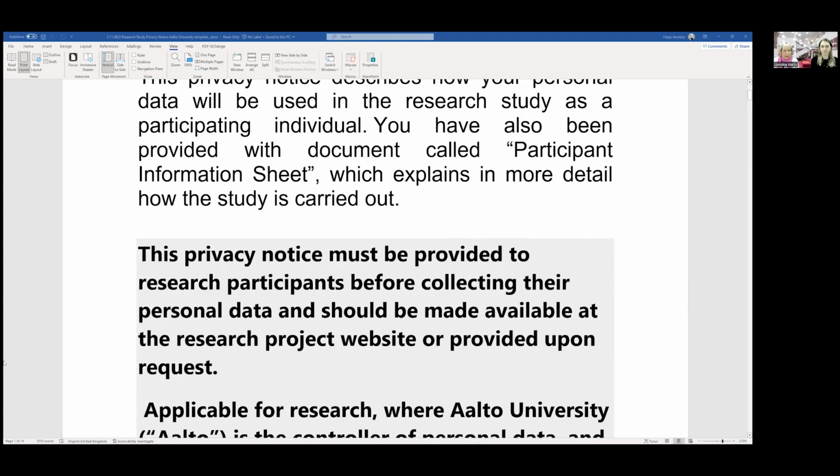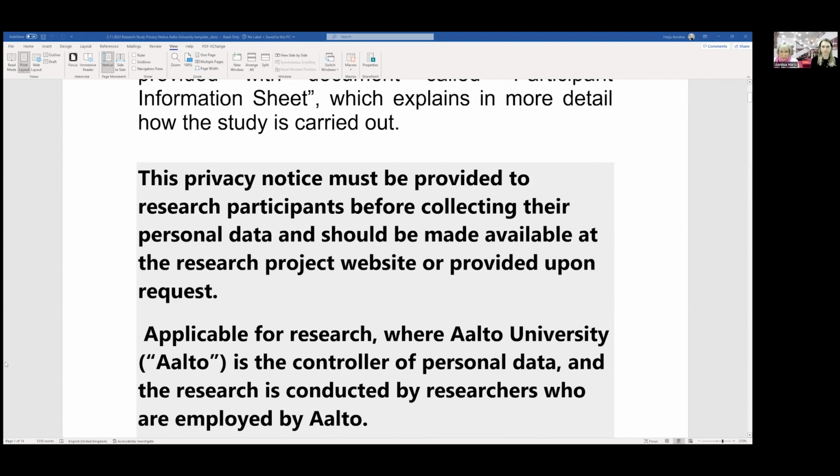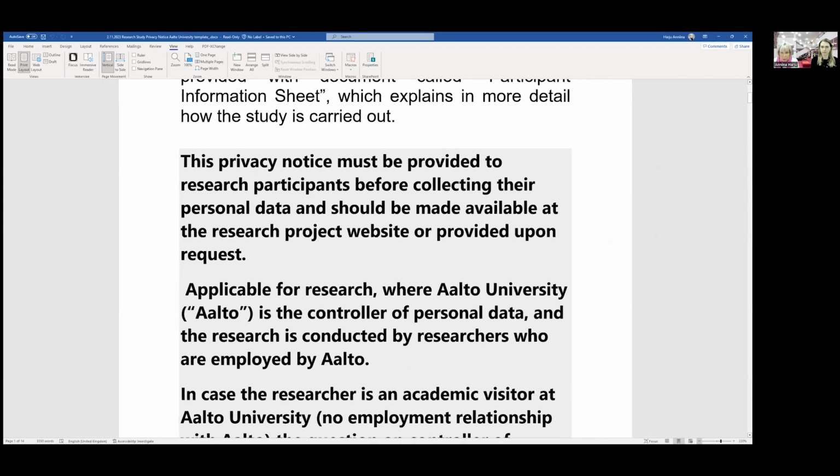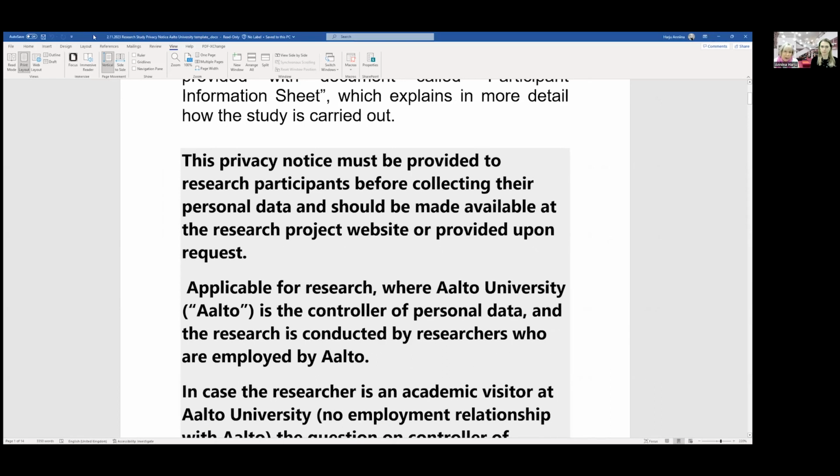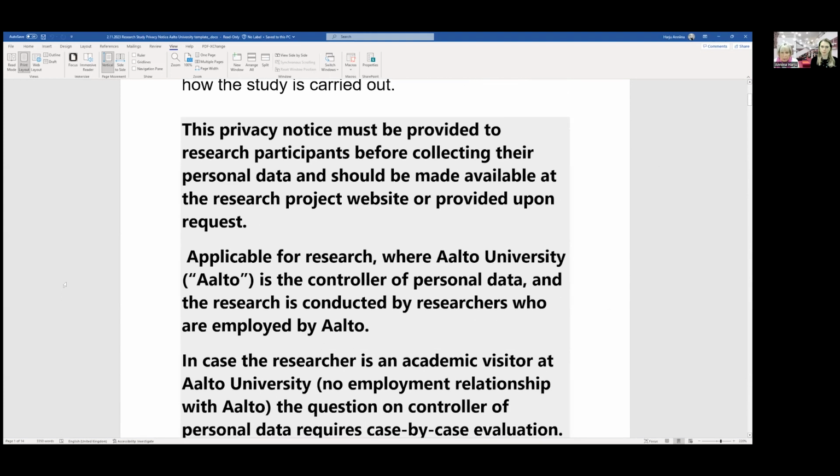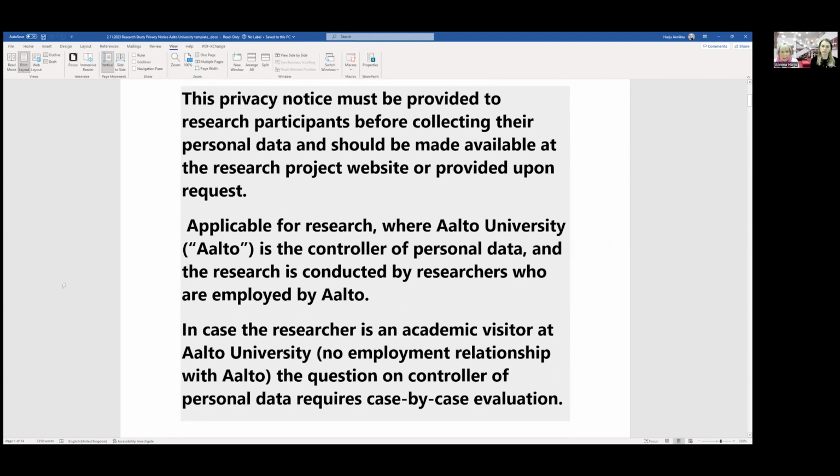This privacy notice must be provided to research participants before collecting their personal data. And if you have a project website, it should be there. For example, in EU projects, we have this privacy notice on the EU project website, and of course it is also provided upon request. But it's important that the research participants get this before the data is collected.